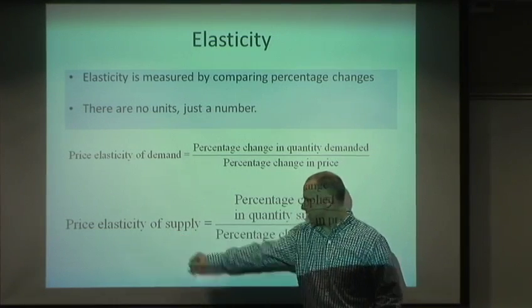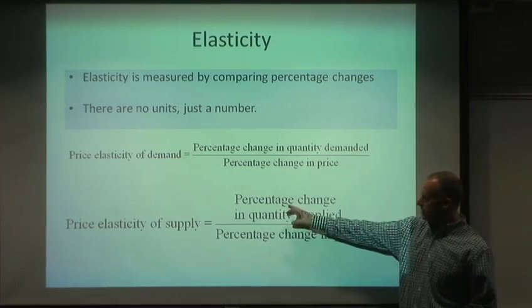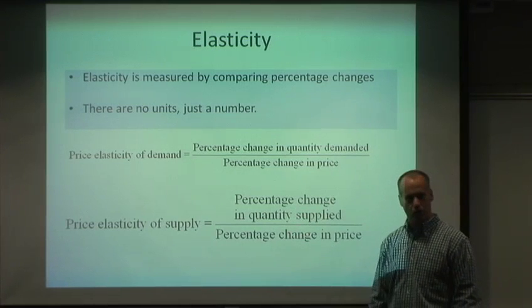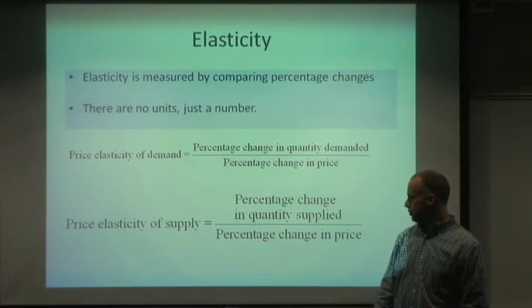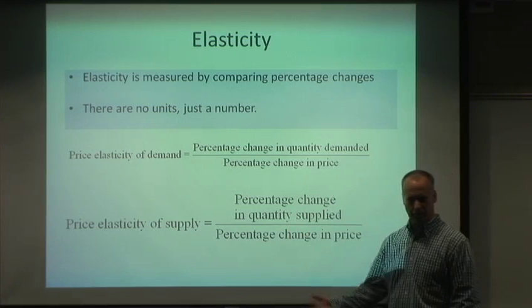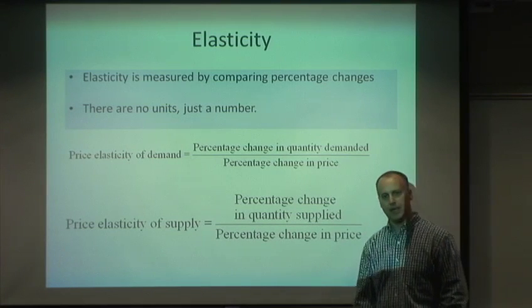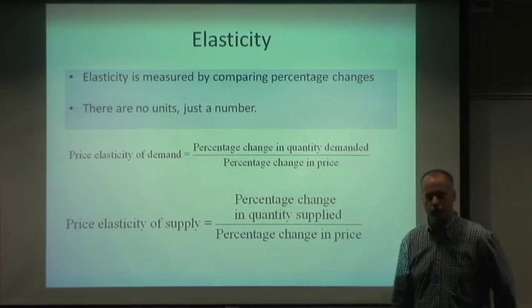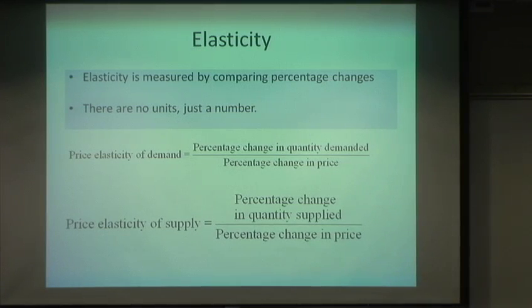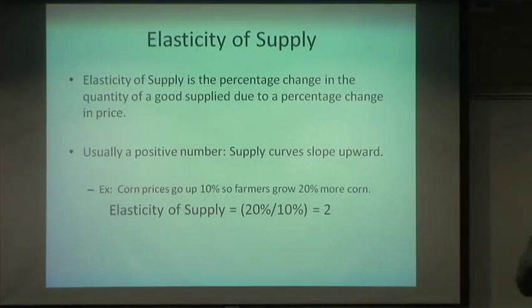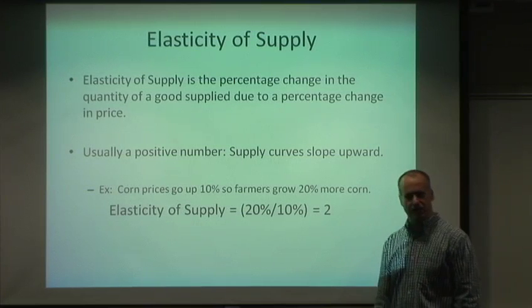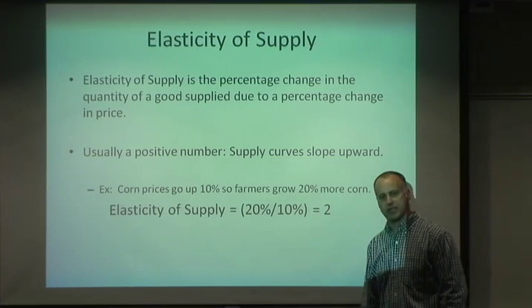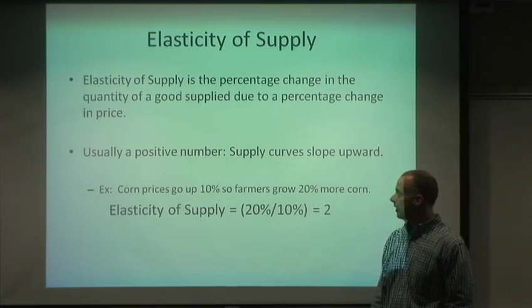Alternatively, we consider the price elasticity of supply. In this case, we're interested in the percentage change in quantity supplied due to a percentage change in price. If the price of corn goes up by 10%, how many more acres of corn do farmers plant in percentage terms? We'll start with the elasticity of supply and look at some examples and show you how these measures are calculated.